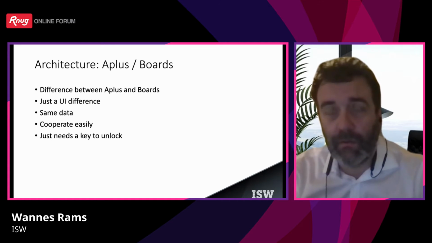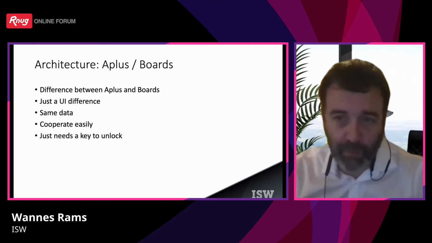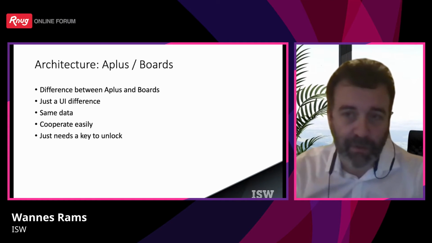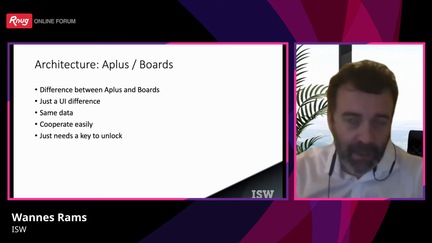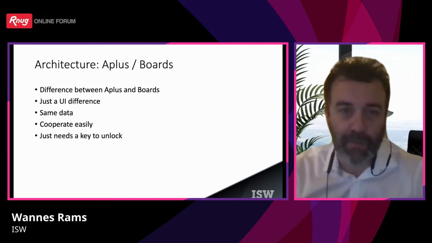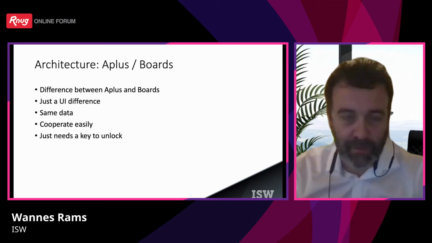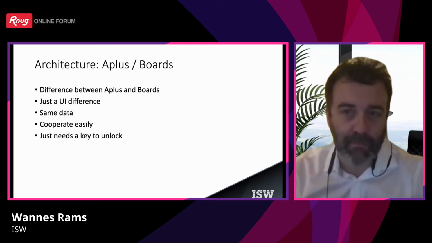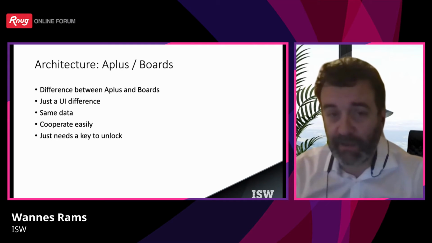That's also why it's so easy to gradually implement Kudos Boards. If you want to upgrade the user experience, you can just start with a couple of users and your biggest batch of users will just keep on working in Activities Plus, and a couple of users in Boards, they will be working on the same activities. They will just be looking at them in a different way. But the data in the backend is just exactly the same.